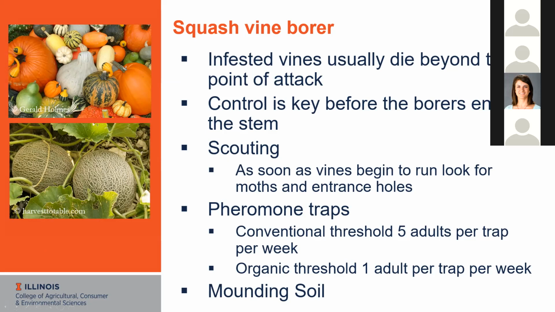And a good way to scout for this is to use a pheromone trap, which are commercially available for squash vine borer. And the threshold for that is about 5 adults per trap per week to start treatment if you're using conventional production. In organic production, there isn't a specific threshold, but it really probably is 1 adult per trap per week because the products that are available for organic growers aren't as effective. So you're really going to want to treat immediately upon seeing even 1 adult.